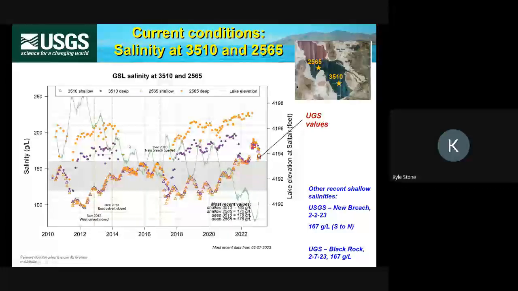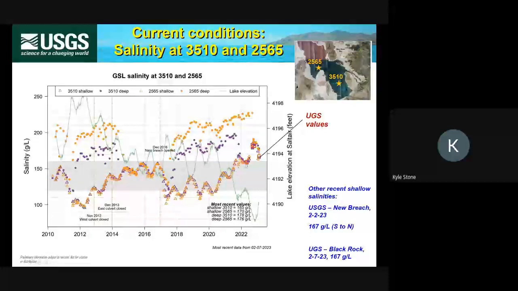In 2015 and 2016, when there was no opening in the railroad causeway, we saw a mixing between the shallow and deep layers, where we no longer had a deep brine layer and the water column was more mixed. We also see an inverse relationship seasonally between salinity and lake level, as you may expect. So higher seasonal concentrations of salinity when lake levels are on the decline or at their minimum. And then in the spring, when we have rises in lake elevation, that corresponds to a dilution.